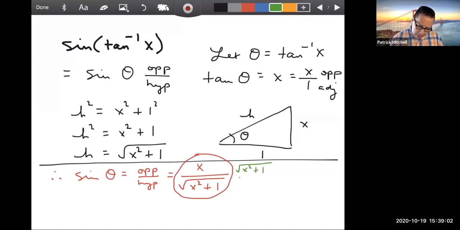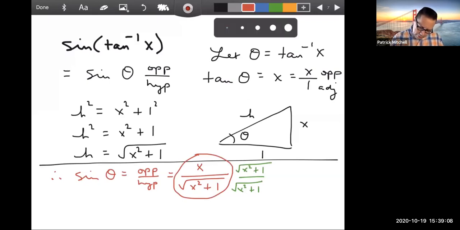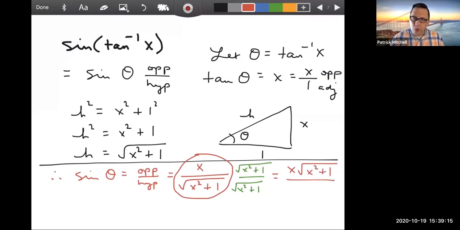multiply the top and the bottom by the square root of x squared plus 1, and you get this answer, x times the square root of x squared plus 1 over plain old x squared plus 1. So that's also a fine answer, but really, I don't think there's anything wrong with this.